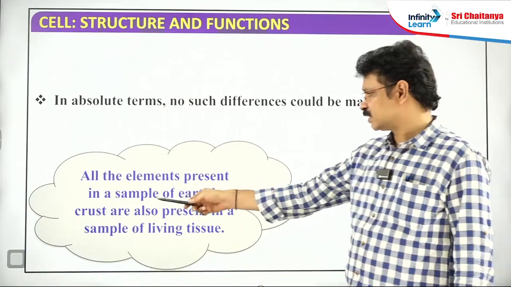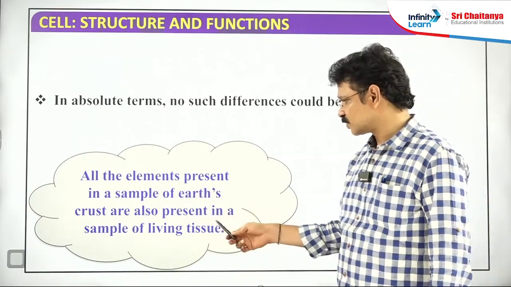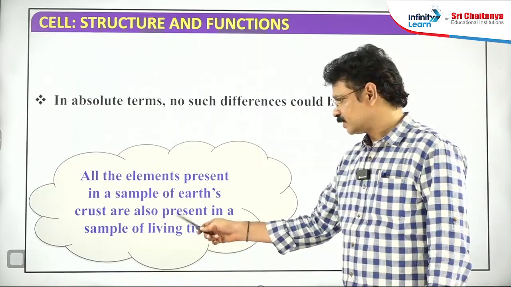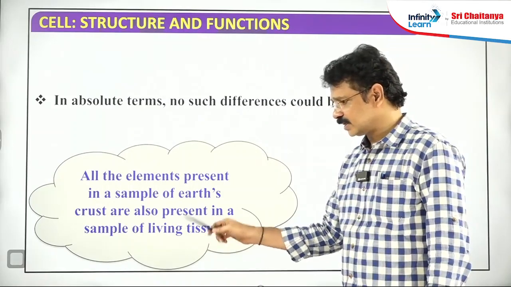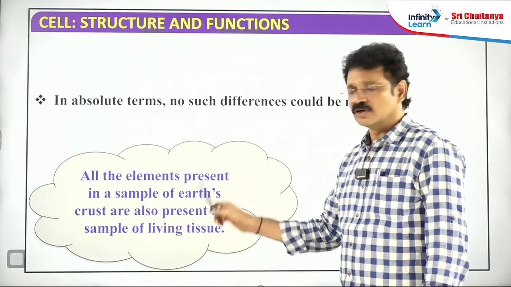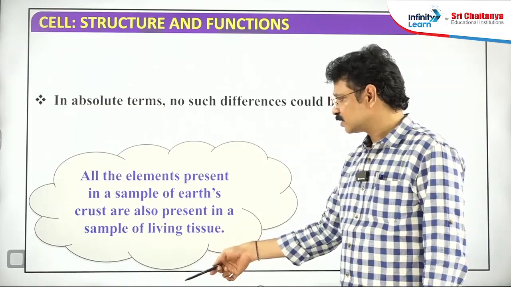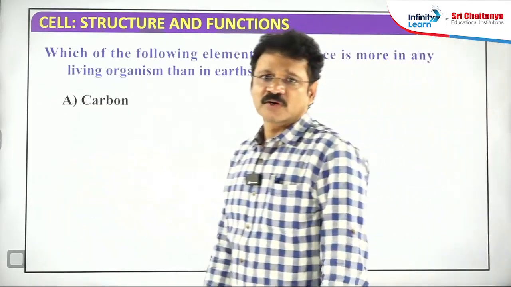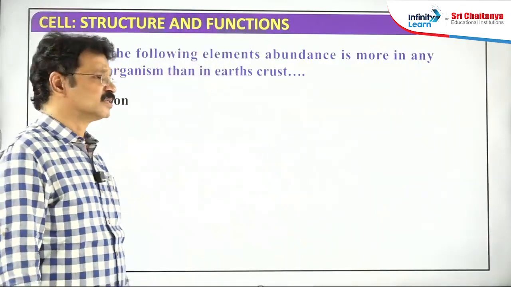All the elements present in a sample of the earth crust are also present in a sample of any living tissue, not only the human body. The list of the chemical compounds of plants, animals, and humans is almost all similar. Similarities are found between the earth crust and the living state. Some model questions. Try to read and answer these questions.